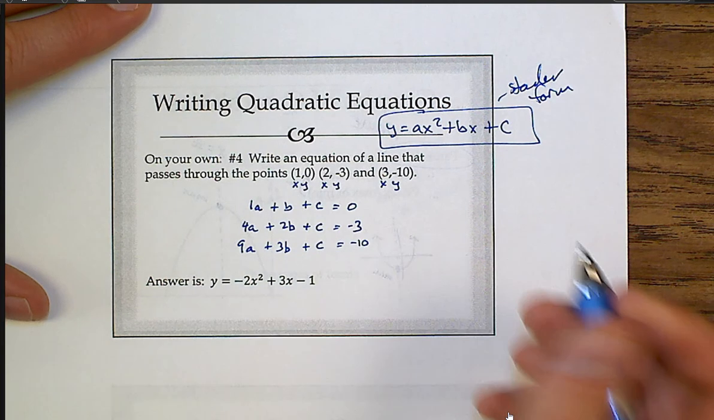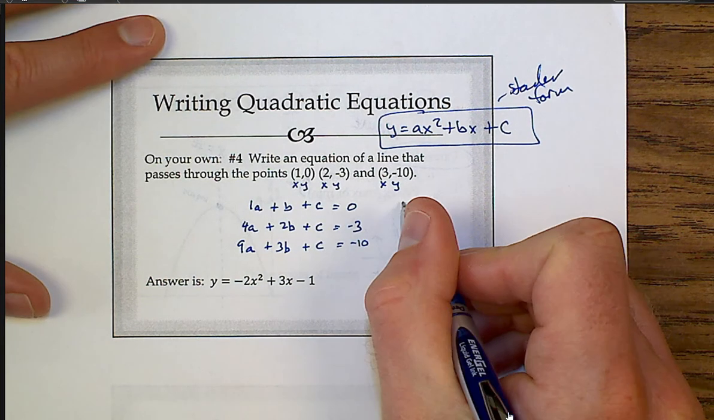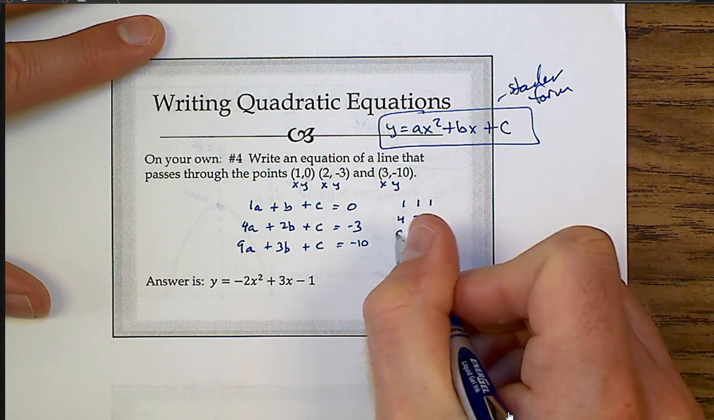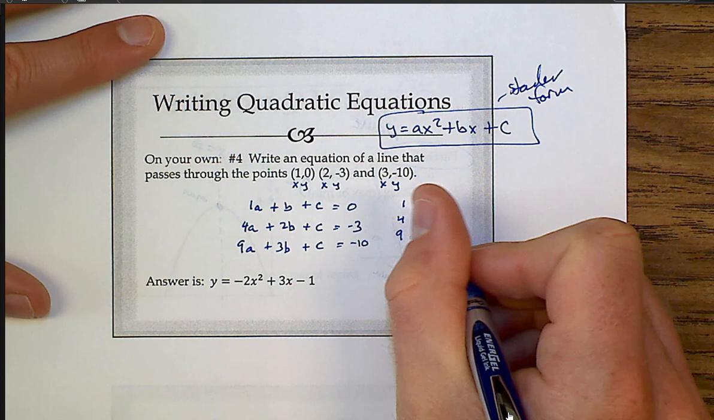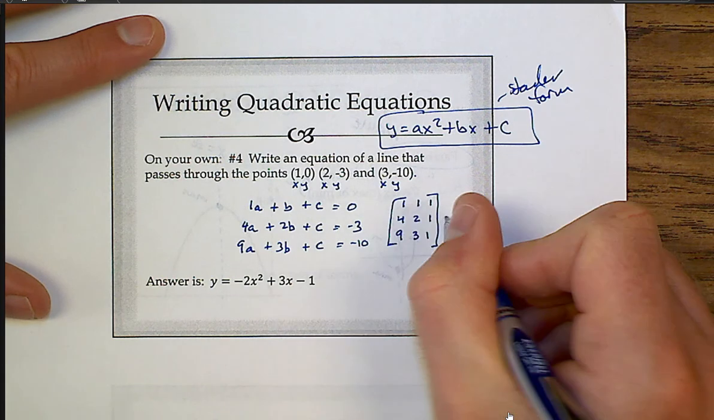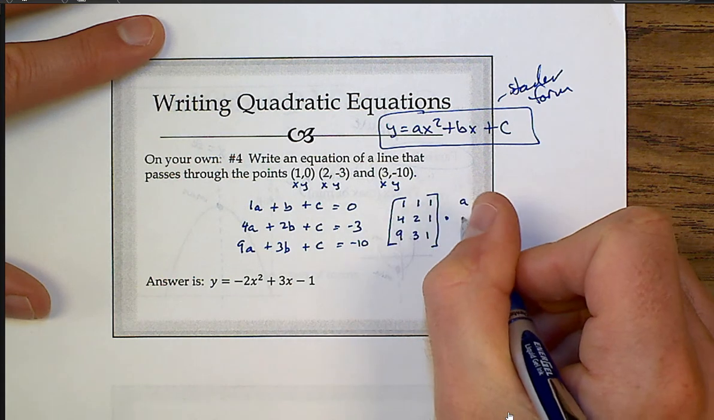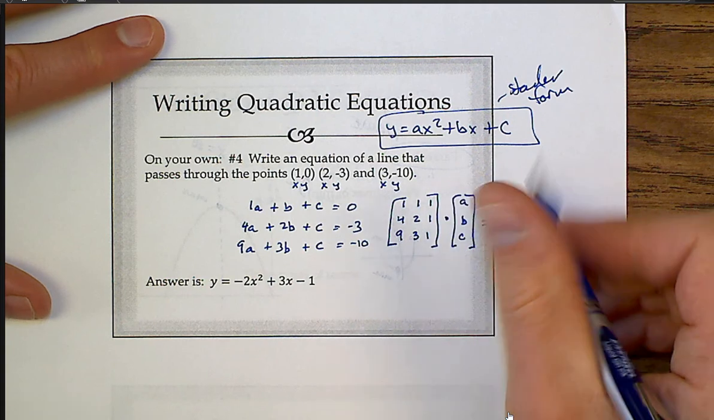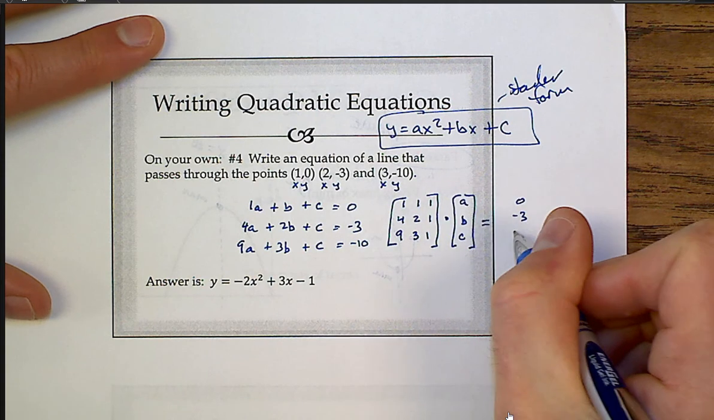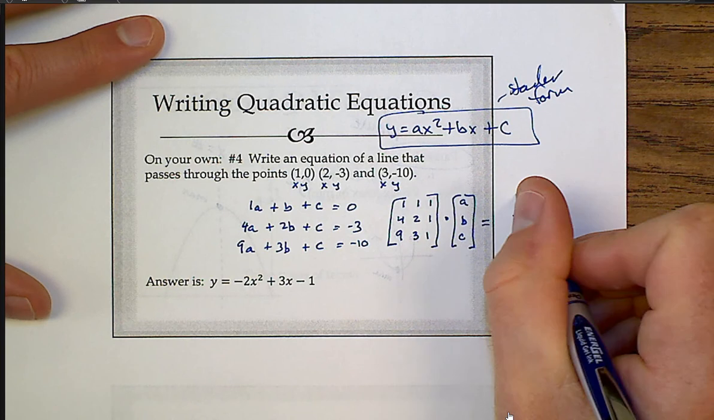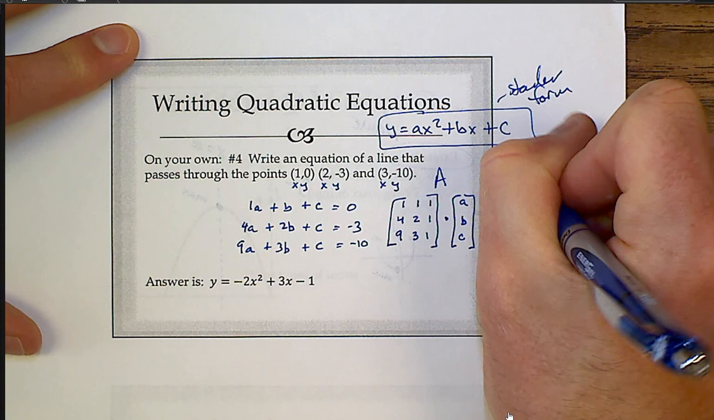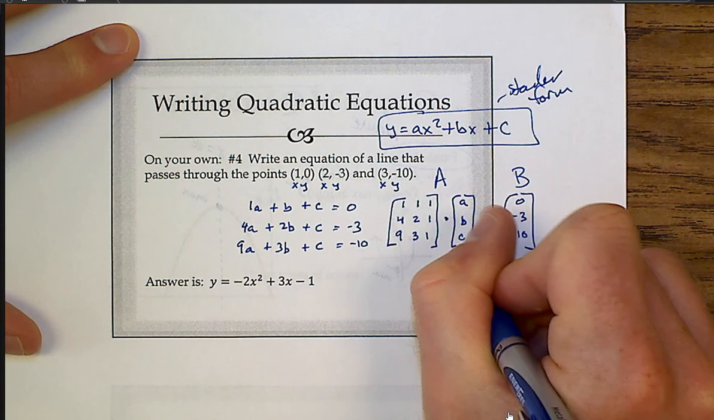And I want to make this into a matrix. 1, 1, 1, 4, 2, 1, 9, 3, and 1. That's my coefficient matrix. I'm going A, B, and C for my variable matrix. And my constant matrix would be 0, -3, and -10, or what sometimes I refer to as the answer matrix. So I'm going to call this matrix A, call this matrix B. In my calculator, I got to go A inverse times B to get my answer.